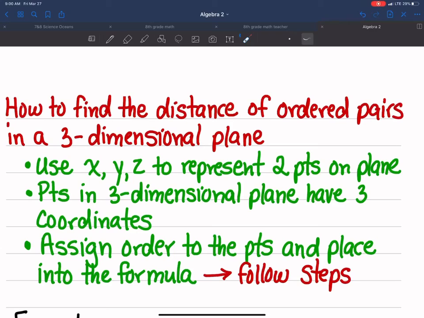How to find the distance of ordered pairs in a three-dimensional plane. First, let's go over some steps, and then we'll do a few problems and go from there.